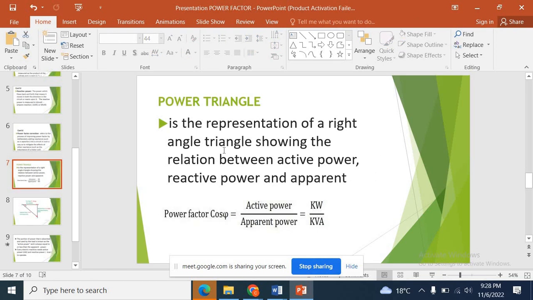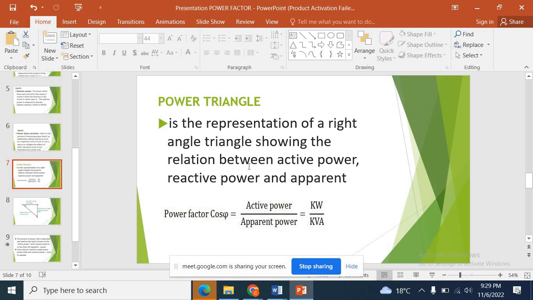So we go to the topic of today, which is the power triangle. A power triangle is the representation of a right angle triangle showing the relation between active power, reactive power, and apparent power. From the definitions we have just mentioned, you have understood what active power is, what reactive power is, and what apparent power is.